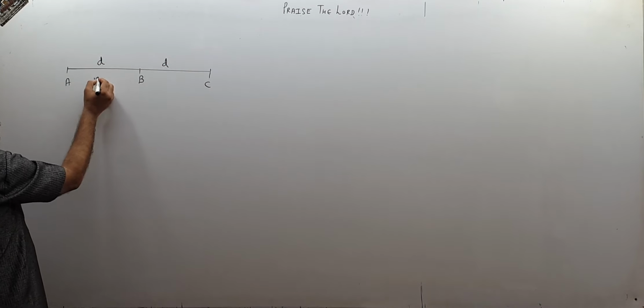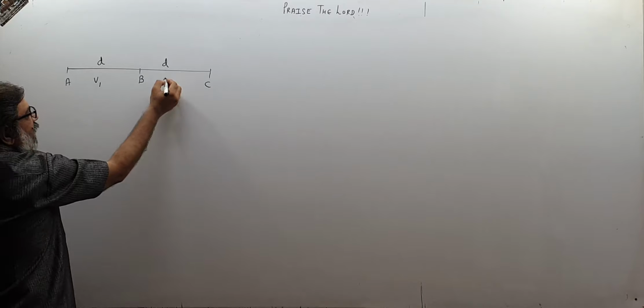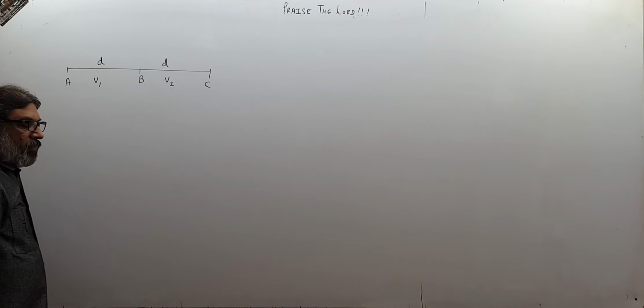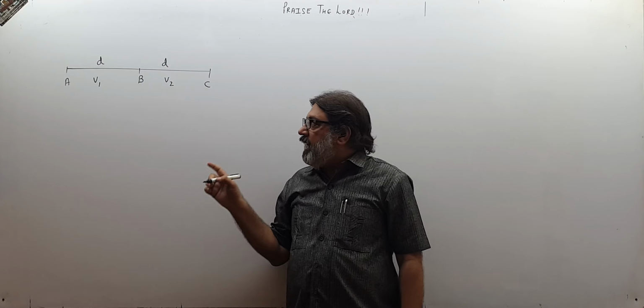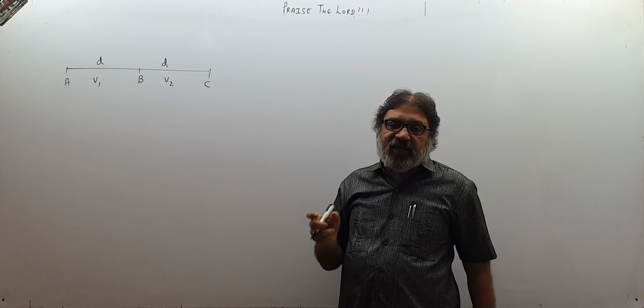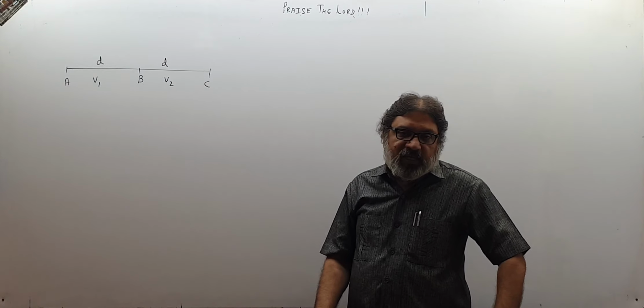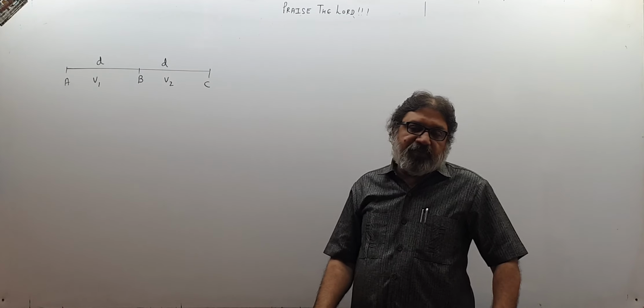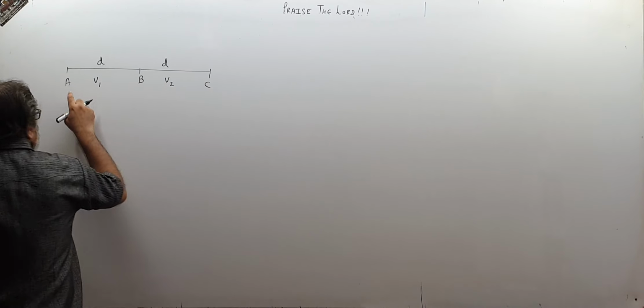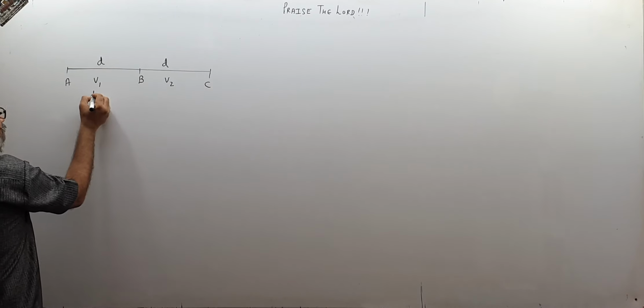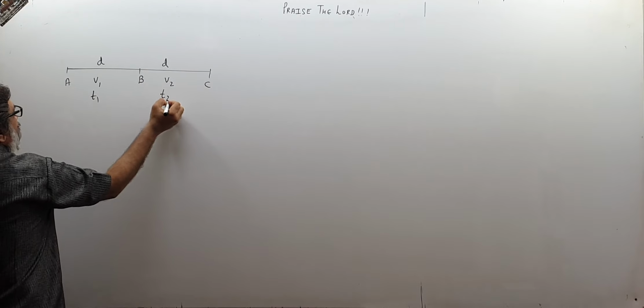The body moves with speed V1 in this much track and with speed V2 in this much track. So V1 is the speed from A to B and V2 is the speed from B to C. Distances traveled are equal, AB equals BC, B is the midpoint of AC. The speeds are different, therefore the time taken won't be the same. This time is, say, T1 and this time is T2.